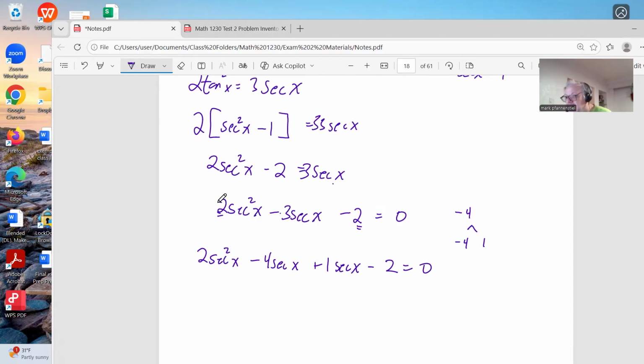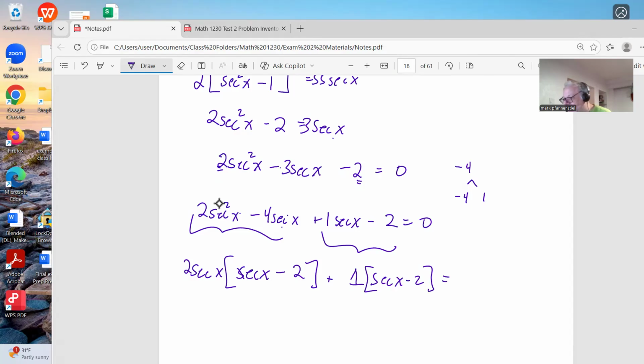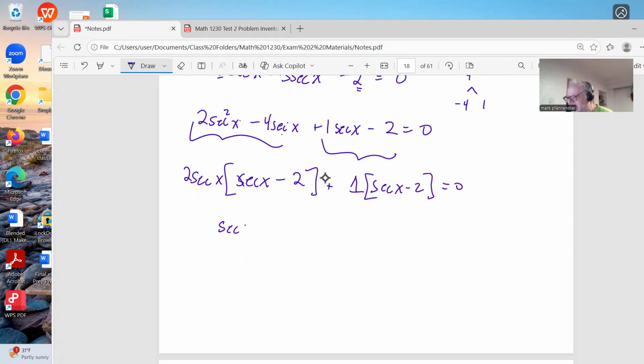Okay, so we have a first pair, second pair thing that we can factor. So we have a 2 secant x, and what do we have left? It looks like we just have a secant x, right? Because we had 2 of them here. We moved a 2 secant x out, so we have 2 left. Plus, and then we have a 1 times secant x minus 2 equals 0. Oh, that's kind of nice. So here we go. We can say this is secant x minus 2 times 2 secant x plus 1 is equal to 0.